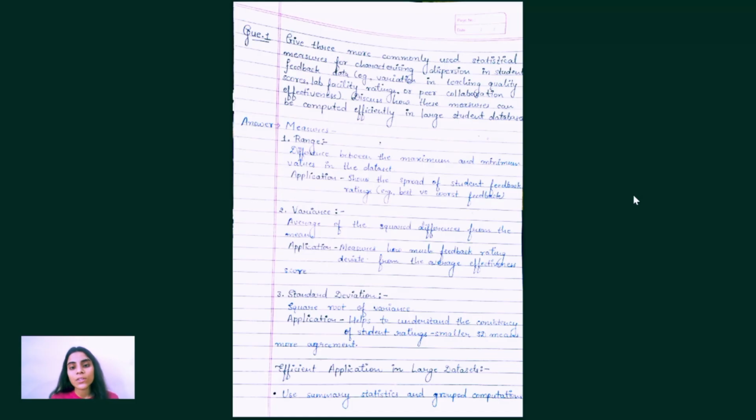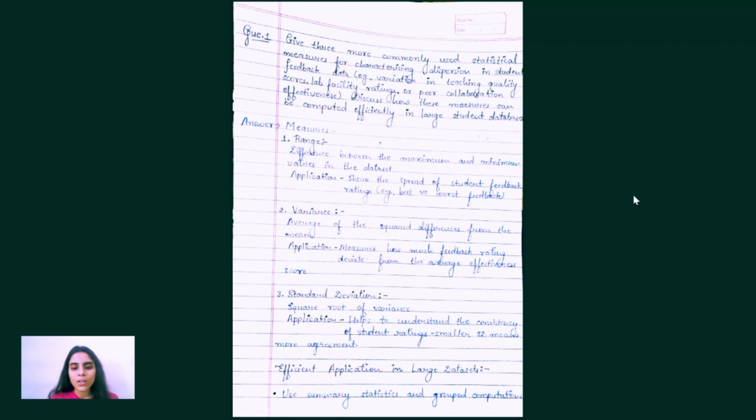Variance is the average of the squared difference from the mean. Application of variance measures how much feedback ratings deviate from the average effectiveness. Standard deviation is the square root of variance. The application of standard deviation is that it helps to understand the consistency of student ratings. Smaller standard deviation means more agreement.